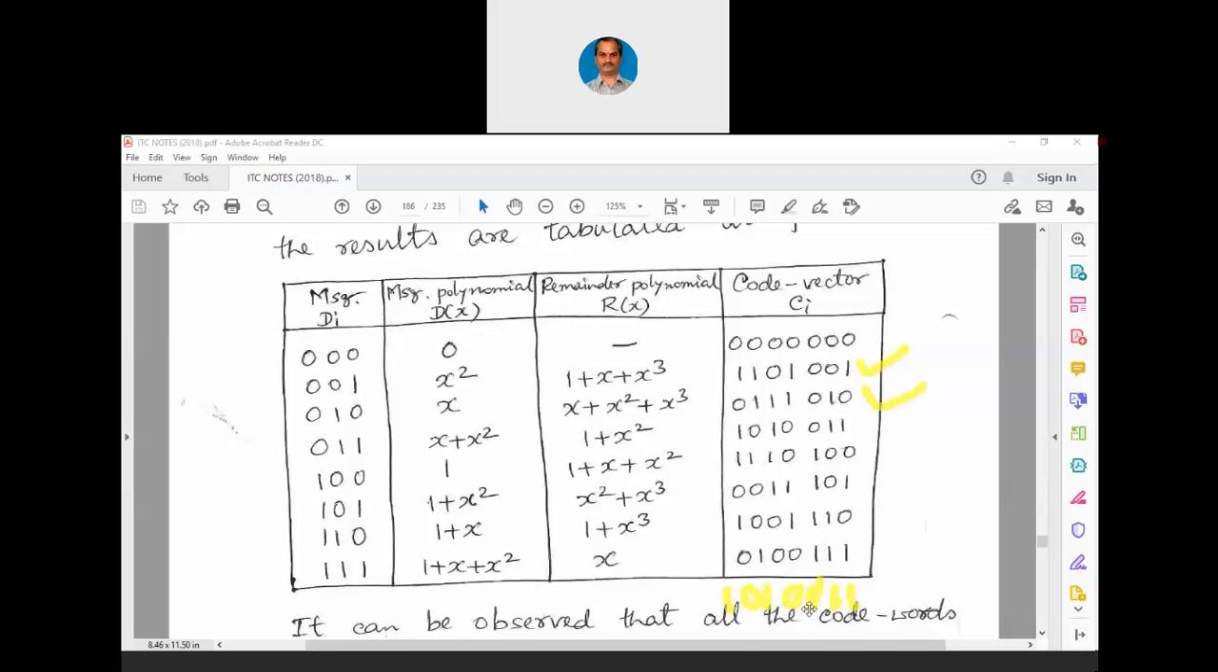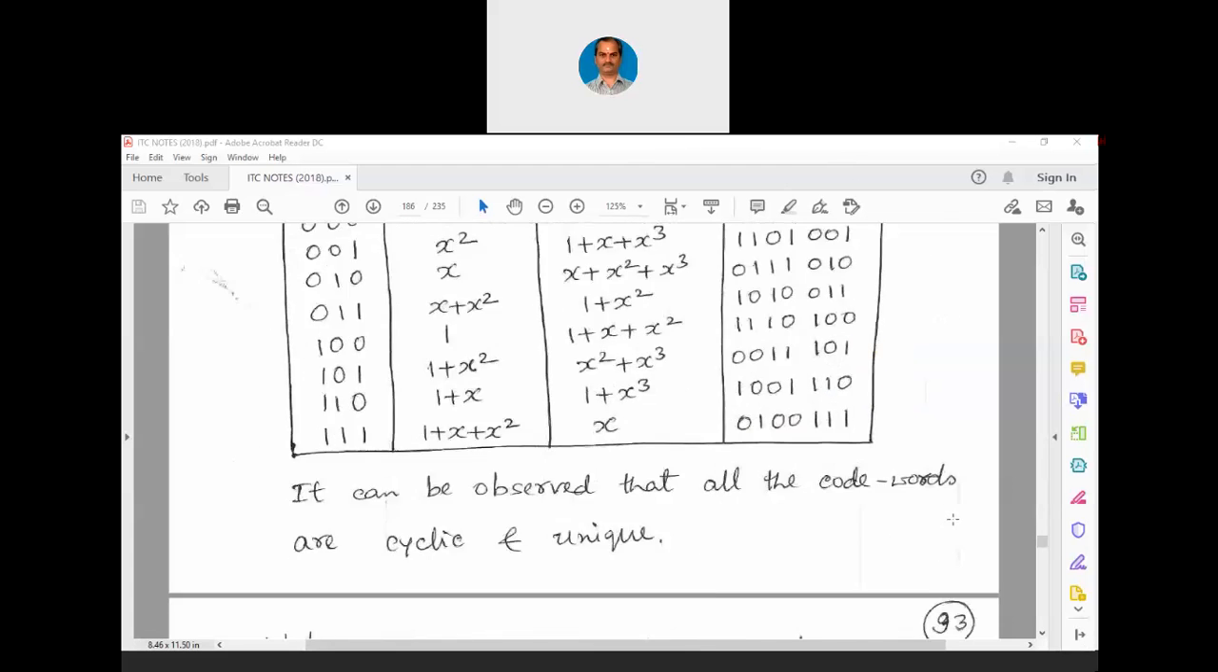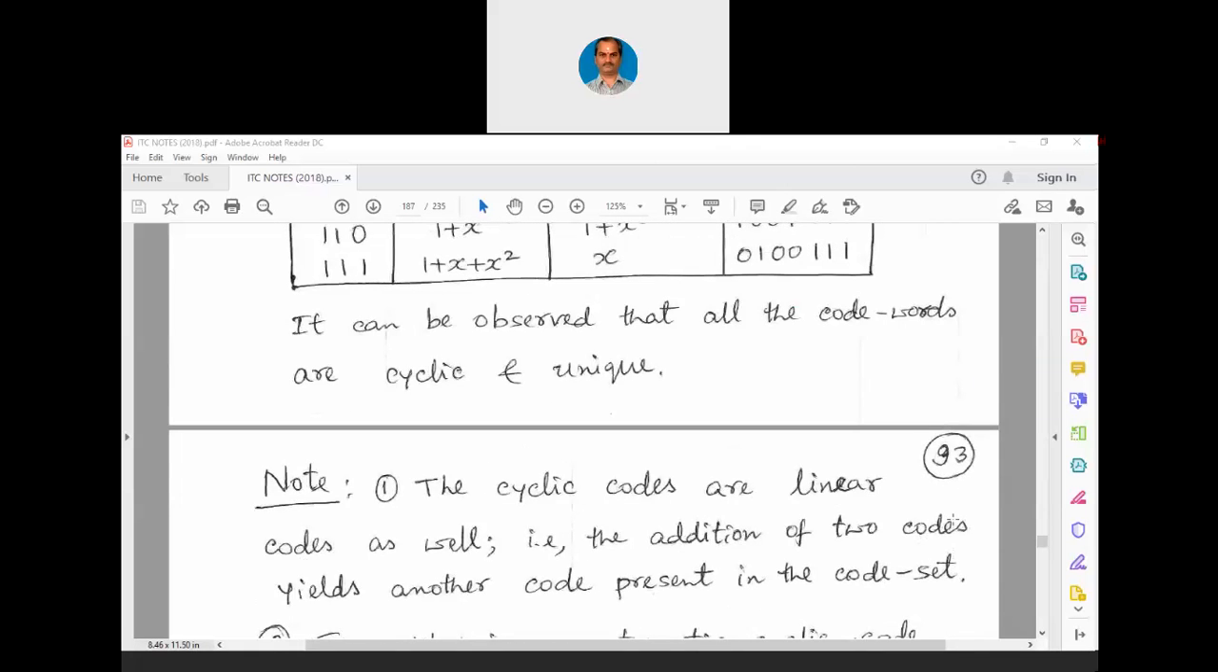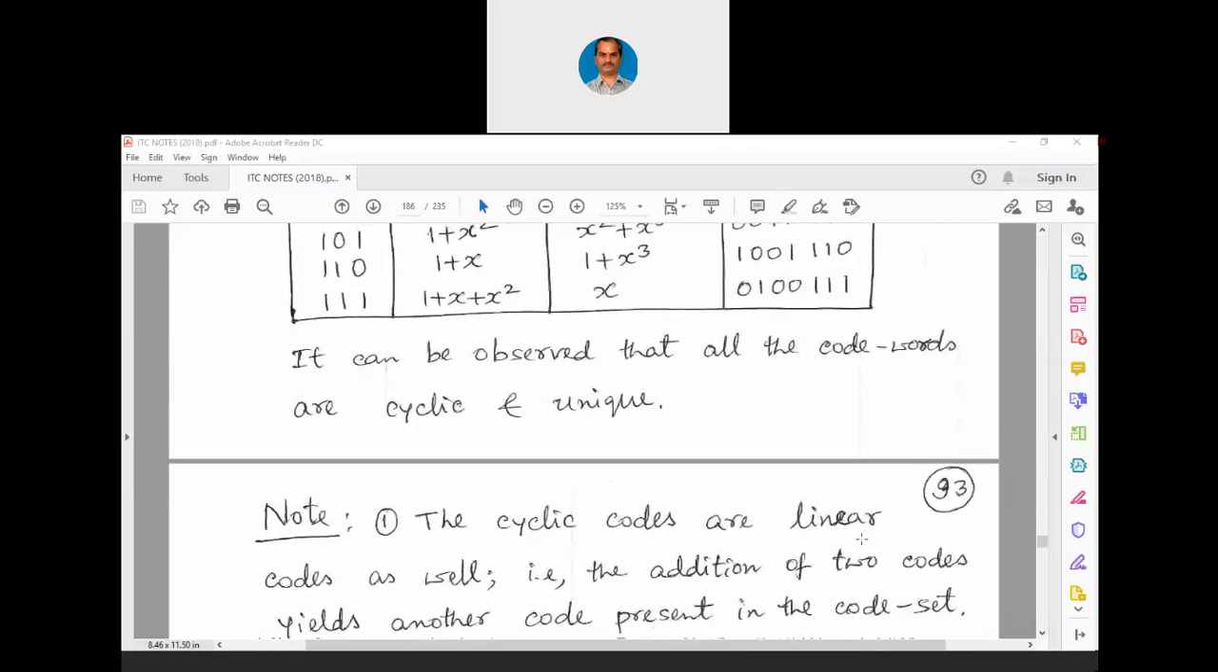1, 0, 1, 0, 0, 1, 1. I had written 0 slightly differently here because I am using the mouse only. 1, 0, 1, 0, 1, 0, 0, 1, 1. It is here. 1, 0, 1, 0, 0, 1, 1 is here. That means the modulo 2 addition of any two code words is going to result in another code present in the code set. That way, these are all linear codes.